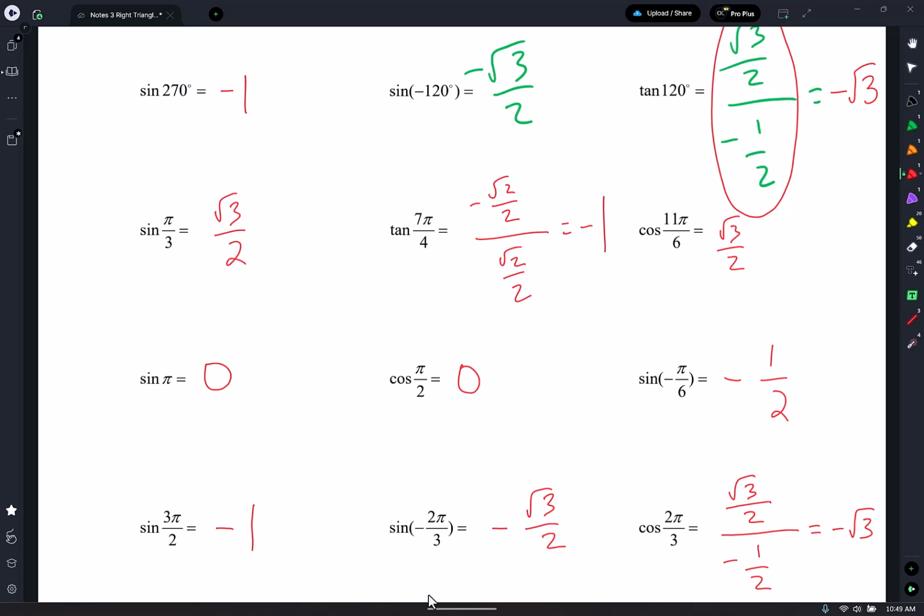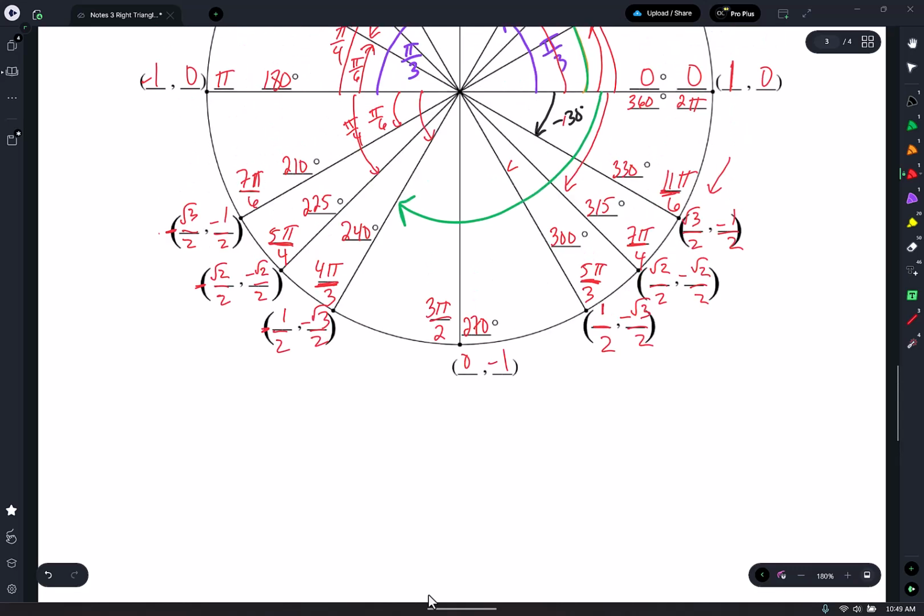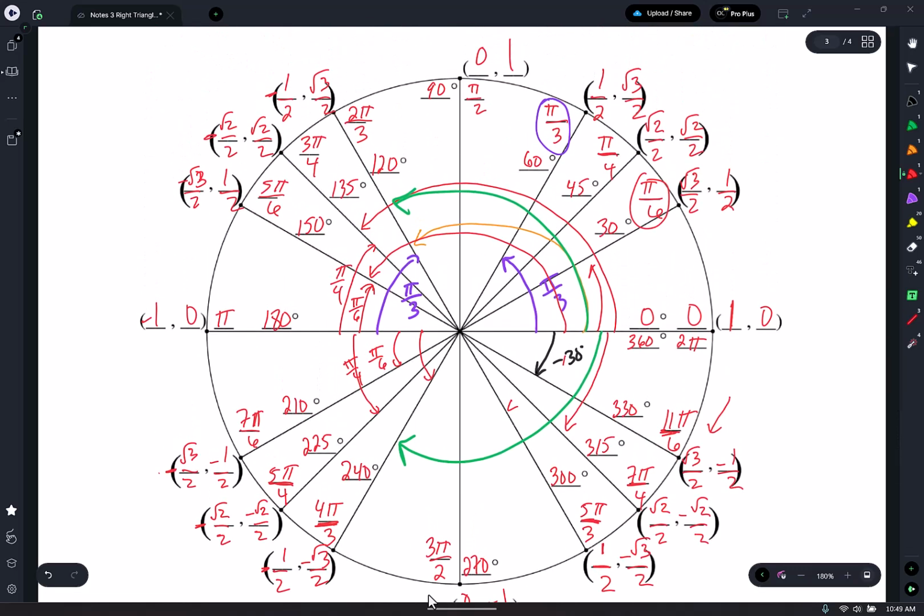Oh, did I mess up somewhere? Ask me, guys. Can we go over which one? Negative pi over 6, yes. Pi over 6 would have been this one. See the pi over 6 is there? Negative pi over 6, you go clockwise. That's negative pi over 6. So negative pi over 6 is the same thing as 11 pi over 6. You see it?